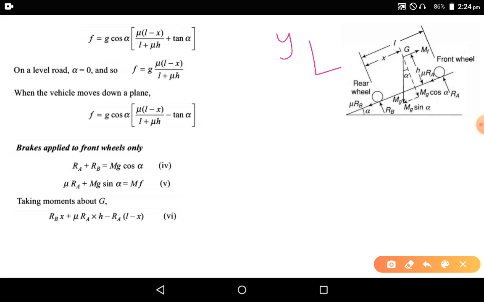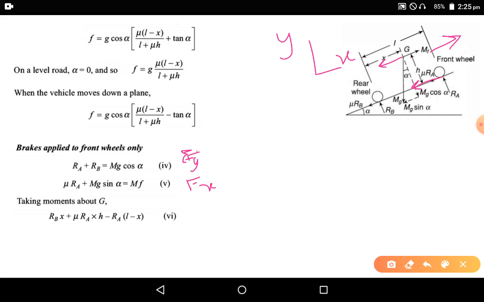This is y direction and this is x direction. So this is summation of Fy, right? Okay, and this is summation of Fx. So in the case of Fx, the force in the x direction will be the friction force on the front wheel plus mg sin alpha, which is in this direction, and that will be equal to mass into acceleration or retardation of the vehicle, in the direction of the front wheel, right?